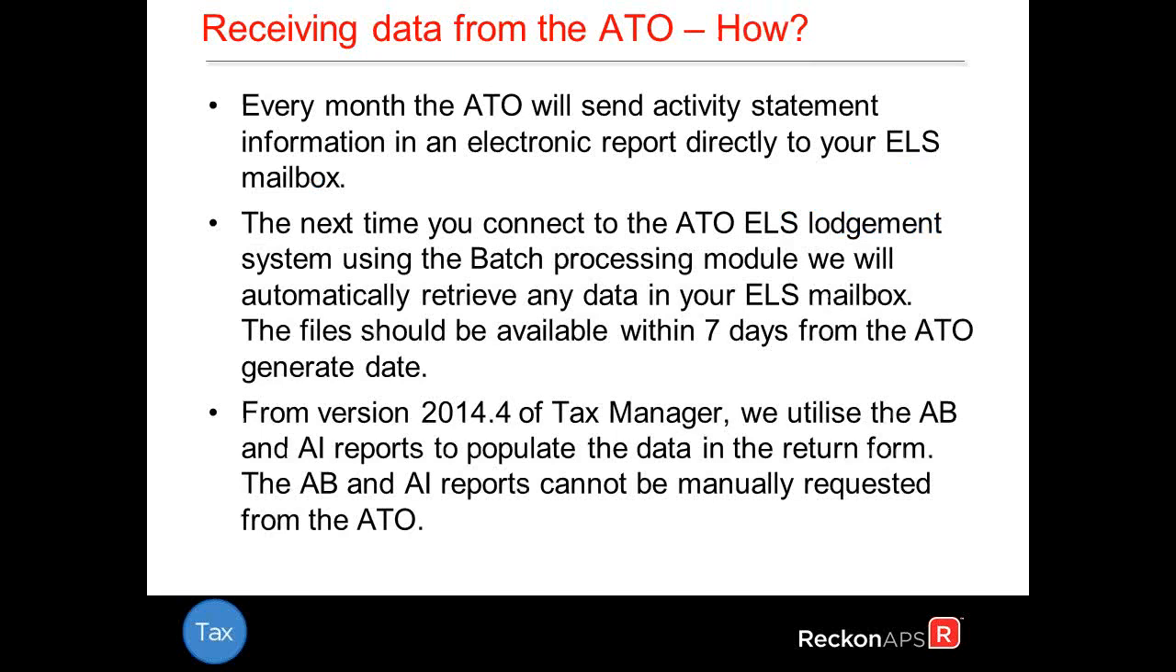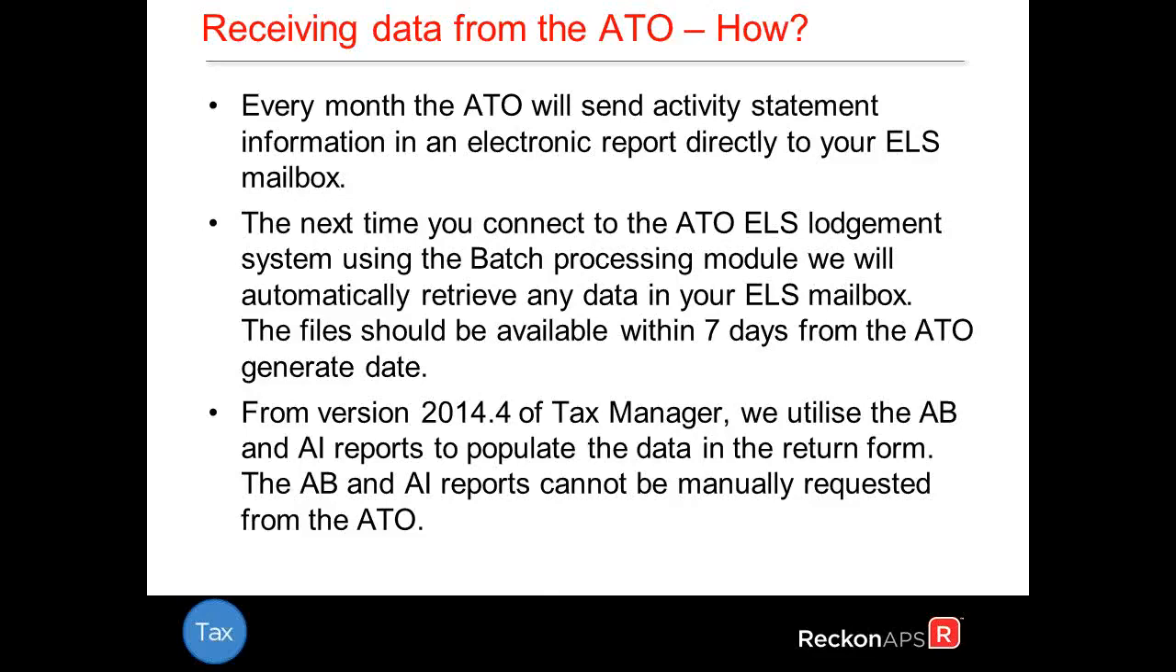So the next question is, how do I receive these reports from the ATO? As I said earlier, every month the ATO will send the activity statement information in an electronic report directly to your ELS mailbox, and it's about week 3 of every month. So the next time you connect to the ATO ELS lodgement system using the batch processing module, we will automatically receive any data that is residing in your ELS mailbox. That was that virtual mailbox that I spoke about earlier.